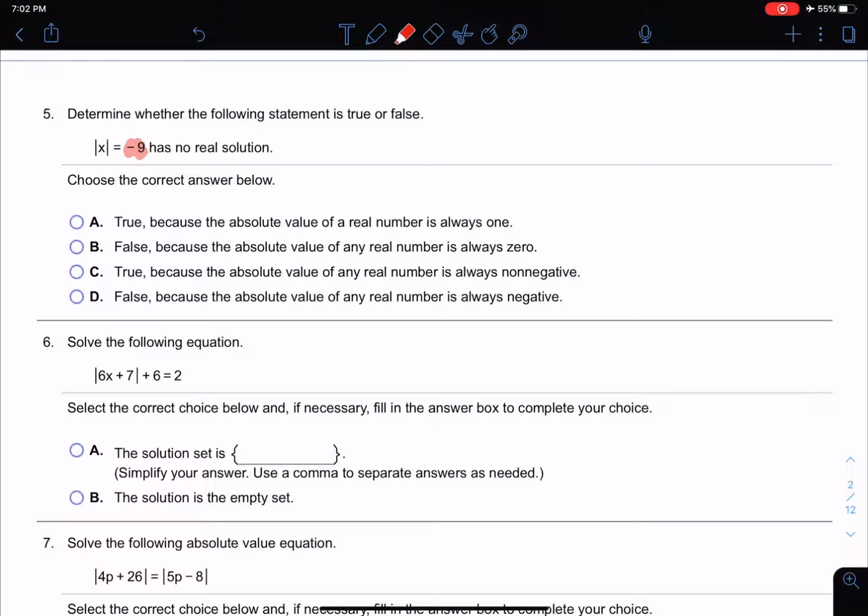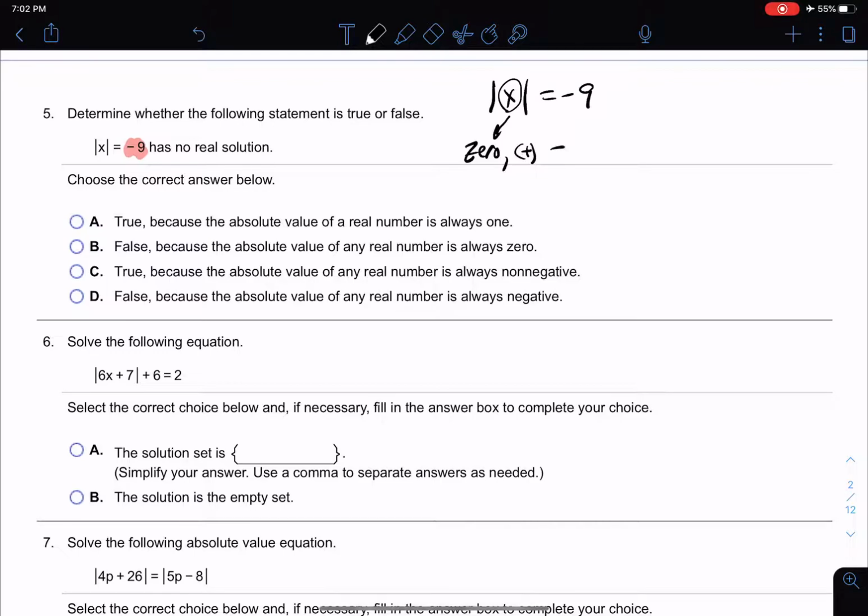Because at the end of the day, I don't care how complicated this expression is, and x is not very complicated by itself, but when you take the absolute value of whatever that is, it could be 0 or it could be a positive number. That's it. So when is a 0 or positive equal to a negative number? And that's never going to happen.